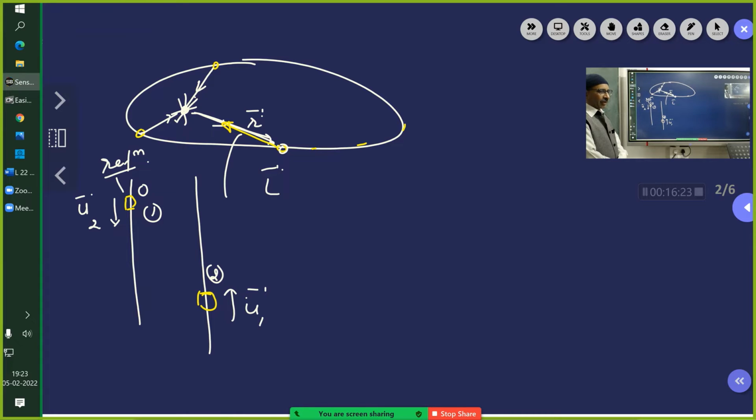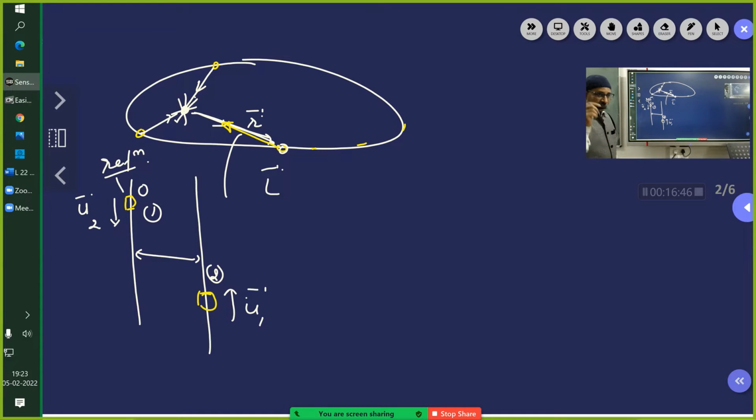Constant. Why? Relative velocity. The perpendicular distance between them will not change, and no external force is acting. Here in this case, no external force is acting. So torque is 0.